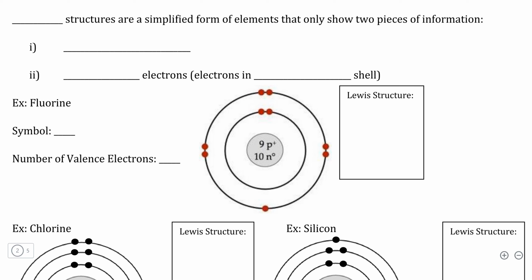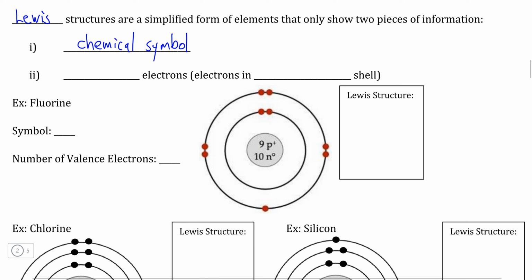Now that you've been introduced to how to draw Bohr-Rutherford diagrams that show not only an atom's nucleus, but also all of the electron shells, it's time to learn how to draw a simplified form of these structures, which are what we call Lewis structures. And when we say simplified, we really mean simplified, in that we're only taking two details from a Bohr-Rutherford diagram, the first of which being the chemical symbol.